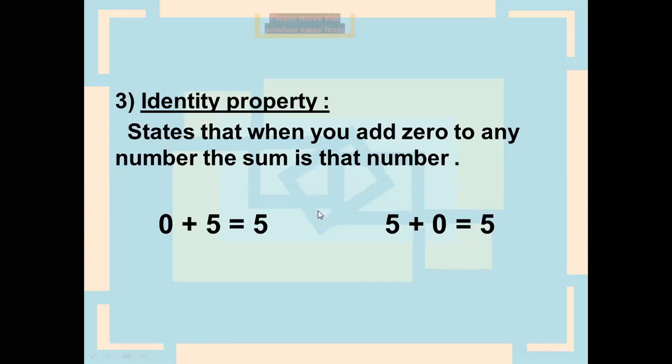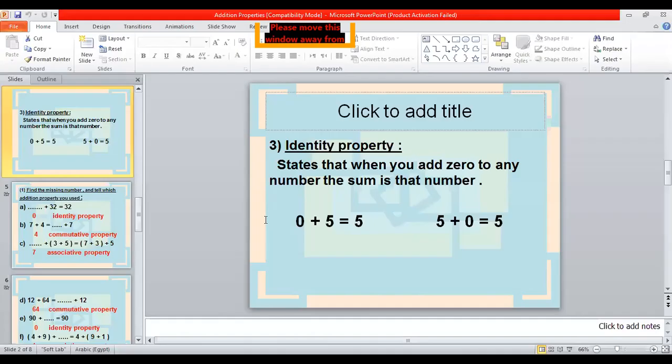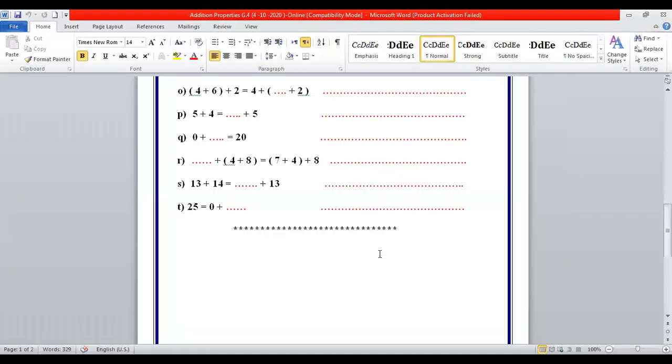Yes, Habib. I don't understand the associative property. Okay. Concentrate. Take care. Concentrate.